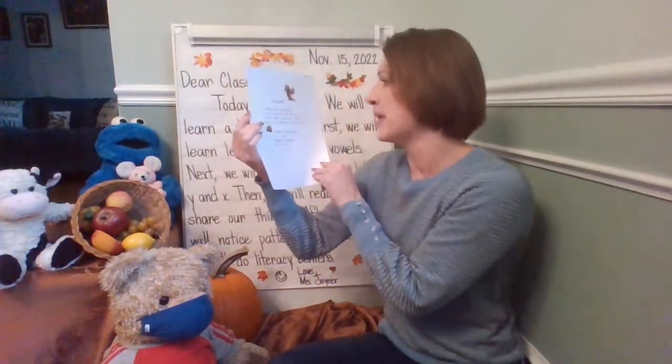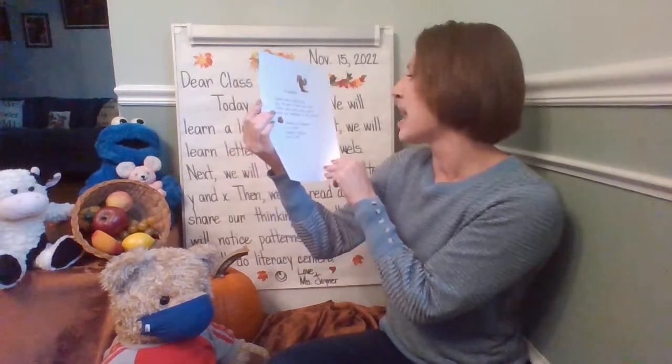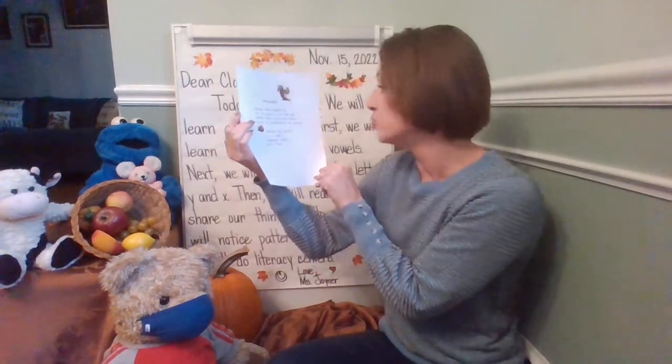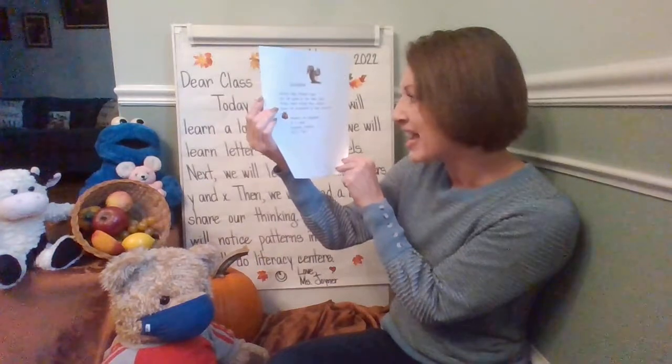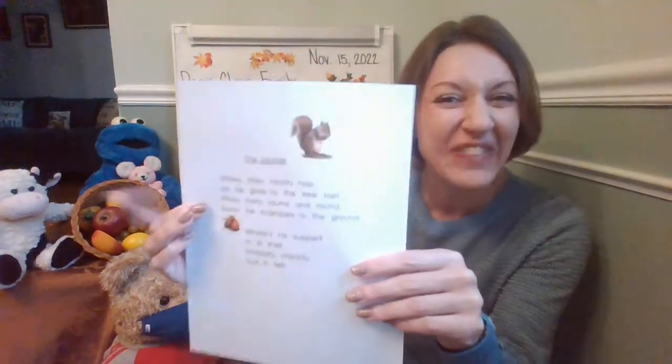Whiskey, frisky, hippity hop, up he goes to the treetop. Whirly twirly, round and round, down he scampers to the ground. Where's his supper in a shell? Snappity crackety, out it fell.